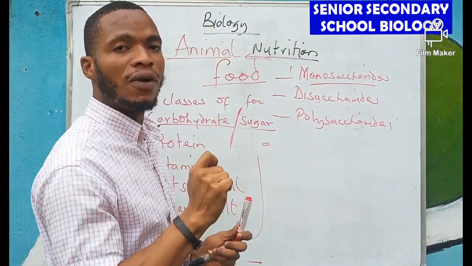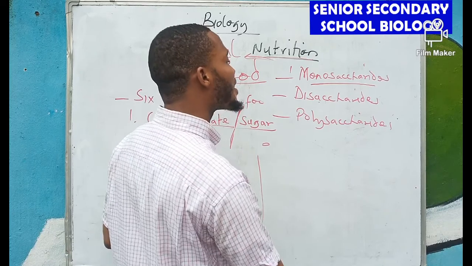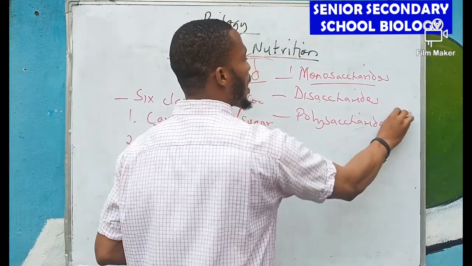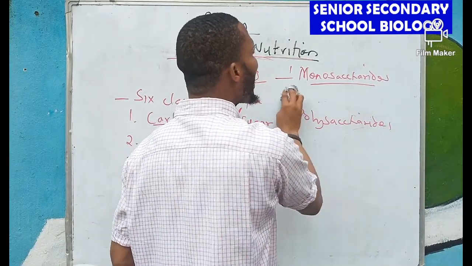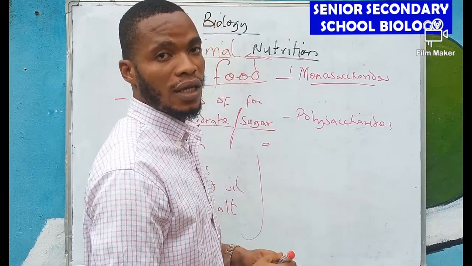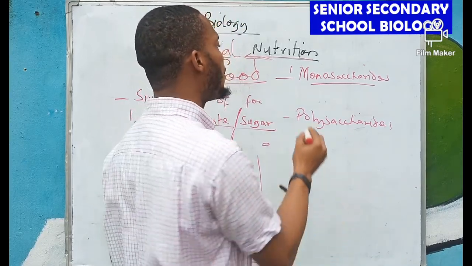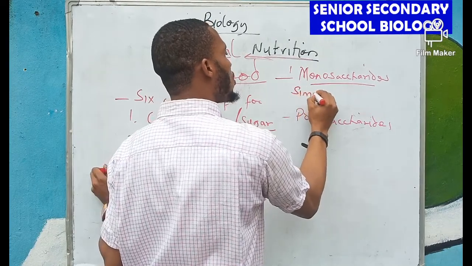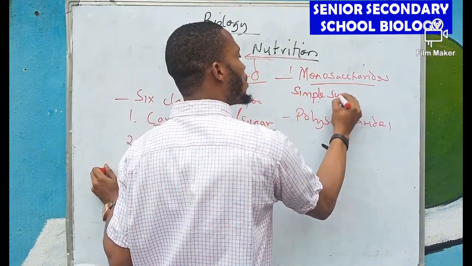Now we have number one, the monosaccharides. These are the simplest form of carbohydrates, the simplest form of carbohydrate that is easily produced during photosynthesis. Exactly. They're also called simple sugars.